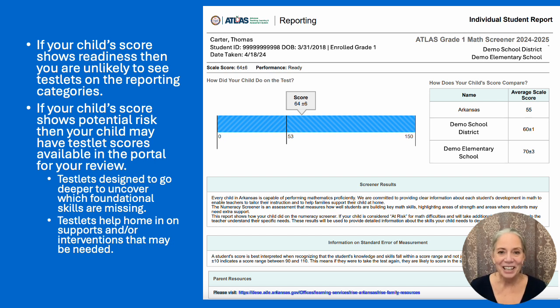And then again, with subjects like math and literacy, you're going to be able to watch for progress throughout the year as your child completes the other assessments in the system at very specific times. So the interims will happen in the winter. There's usually a fall, winter, and a spring.